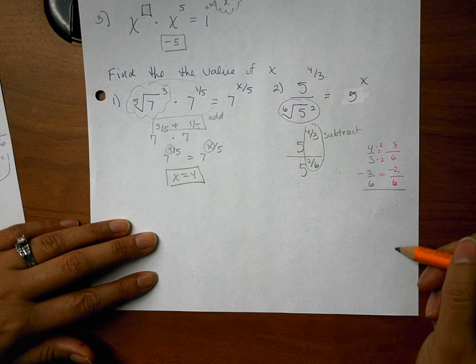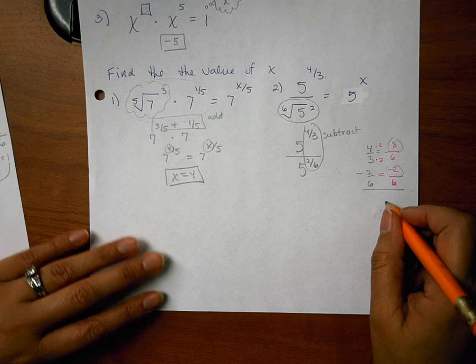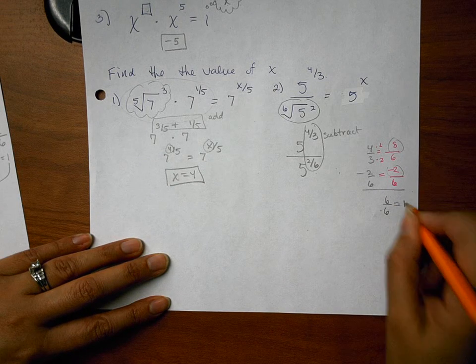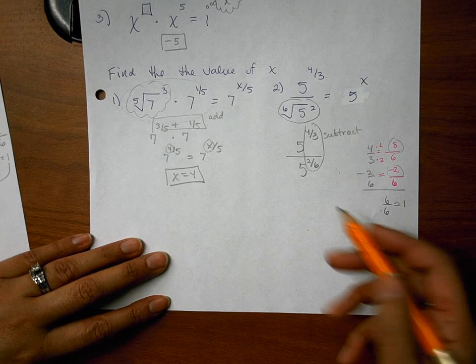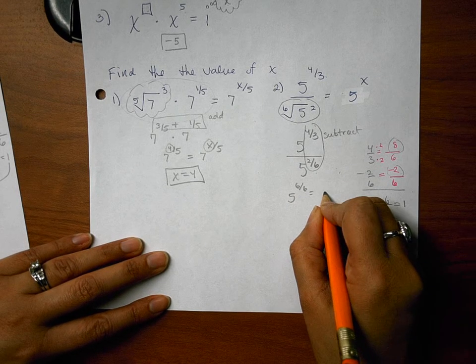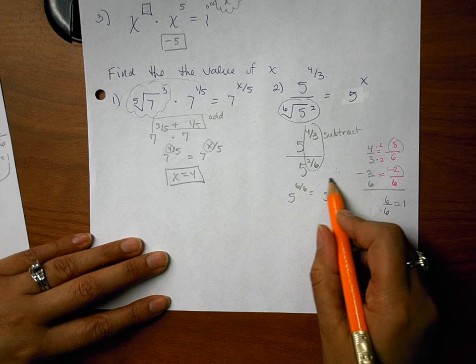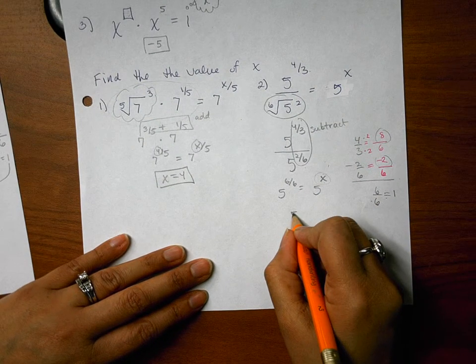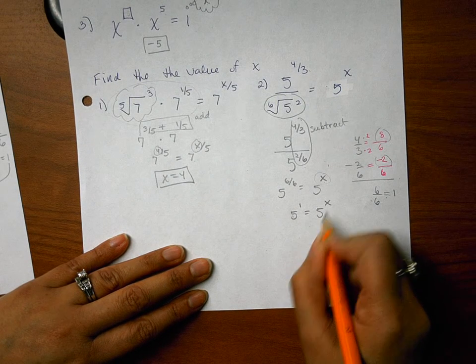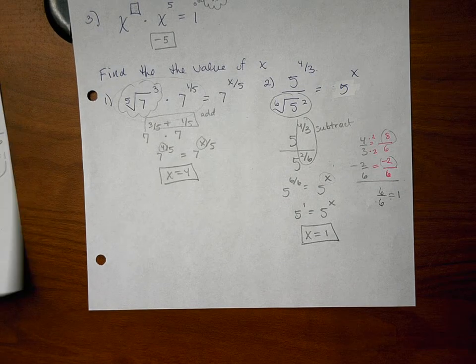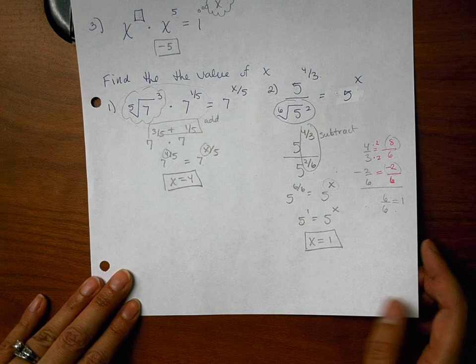And here I'm going to multiply top and bottom by 2. 4 times 2 is 8, 3 times 2 is 6. Now with a common denominator, 8 minus 2 is 6 over 6, which reduces to 1. Sometimes we reduce, sometimes we do not. Let's see on this one if we're going to want to. 5 raised to the 6 over 6 equals 5 raised to the x. X is just x, it's not a fraction, so I am going to reduce it. 5 to the first power equals 5 to the x power, therefore x is 1.